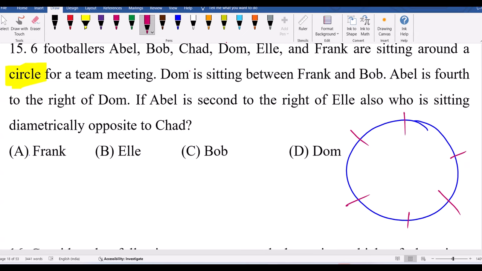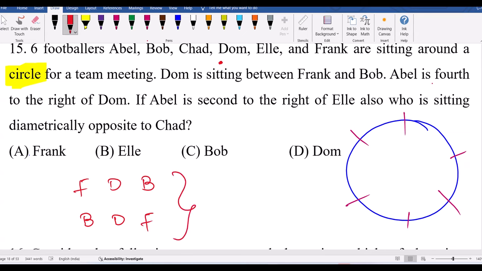Right. Dom is sitting between Frank and Bob. So left or right, we don't have doubt, right? So I'm putting a dot here. I'm not using this, because between means it can be F, D, B or it can be B, D, F. 2 possibilities are there. Right.